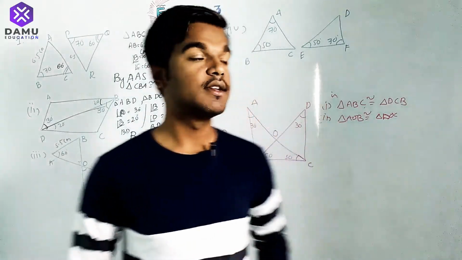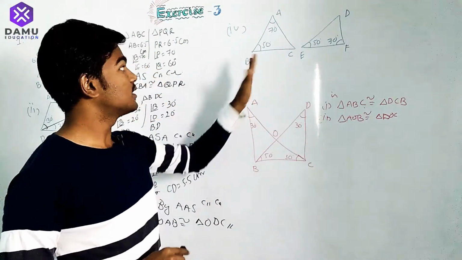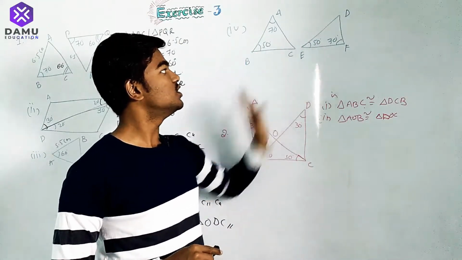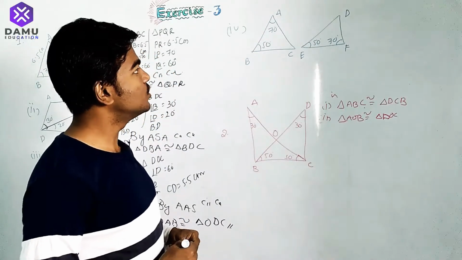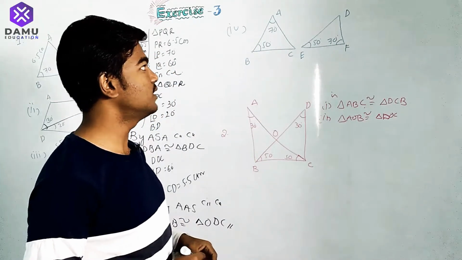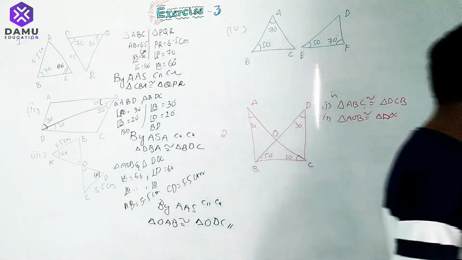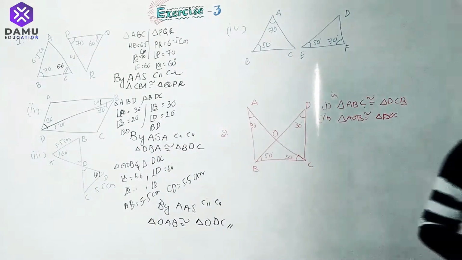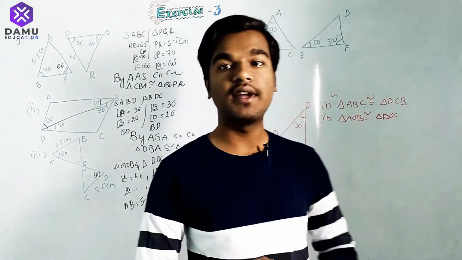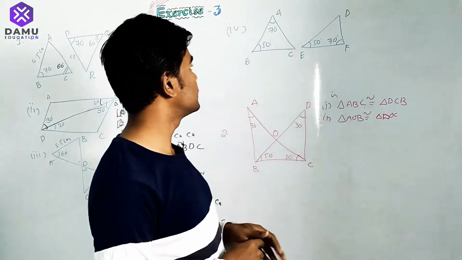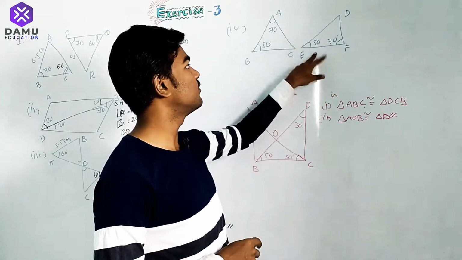What is our fourth one? The fourth question is triangle ABC and triangle DEF given. Here only two angles are given, there are no other measurements. Only two measurements are given, 50 and 70, and 50 and 70.